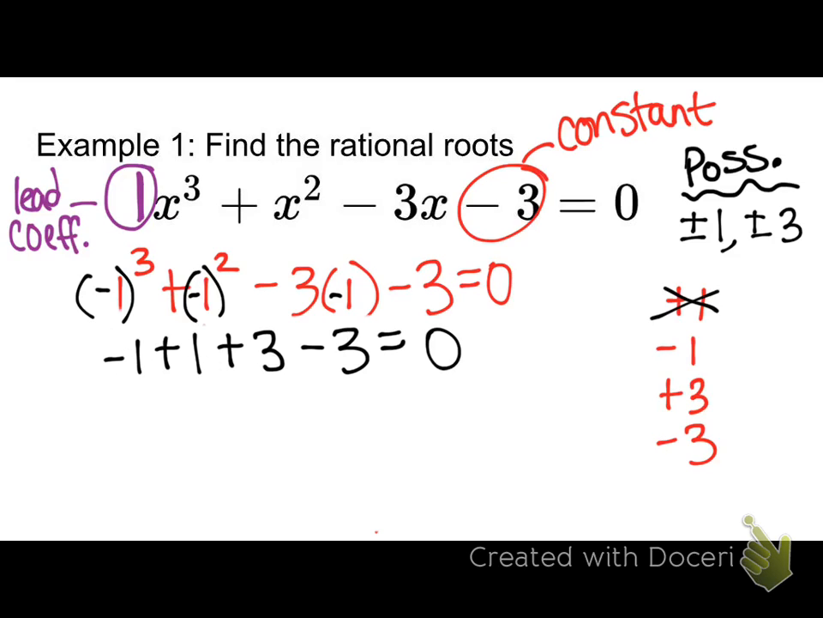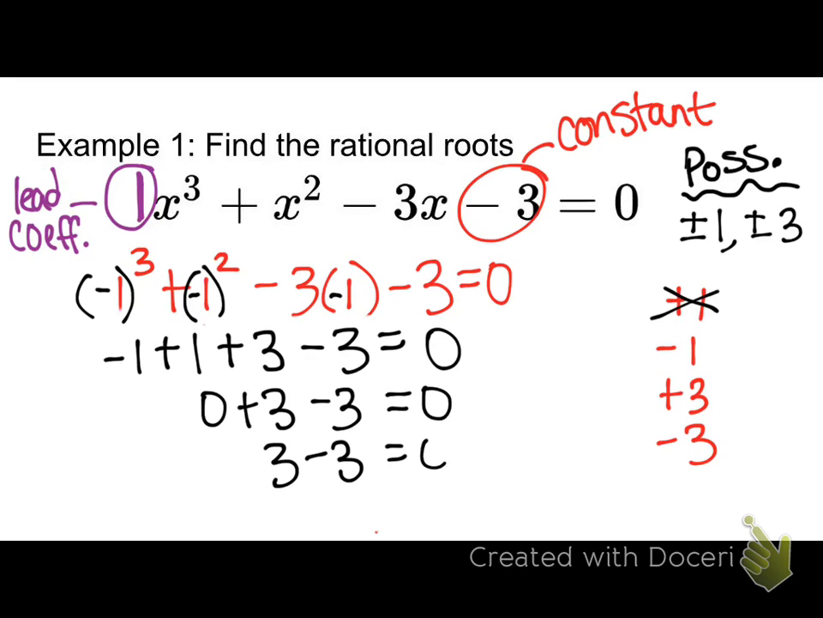Negative 1 plus 1. 0 plus 3. 0. Whoa. 0 plus 3? 3. 3 minus 3? 0. Does this one work? Yes. If we get 0 equals 0, this one does work. So we want to circle this one, put a big happy face by it on our list, something. This one works.